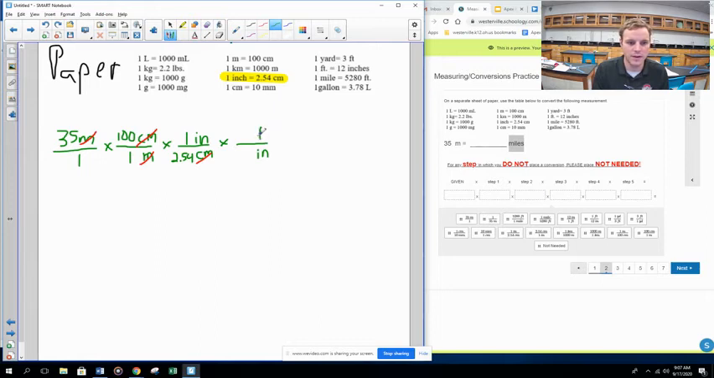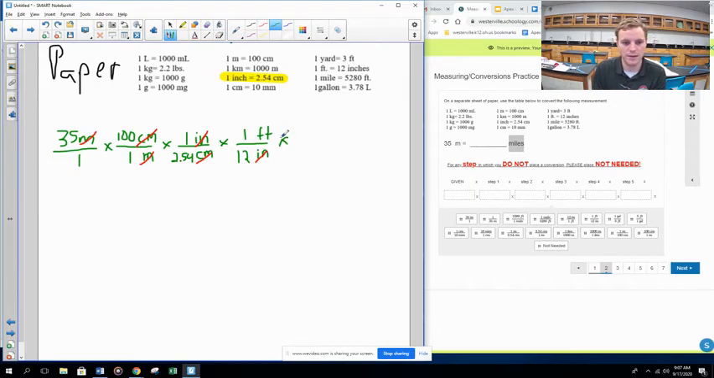So here we go. I got feet on top. Focusing on those units before the numbers, 12 inches goes with 1 foot. I'm canceling out those inches units. I don't want my final answer in feet, though, so I need to still keep going.